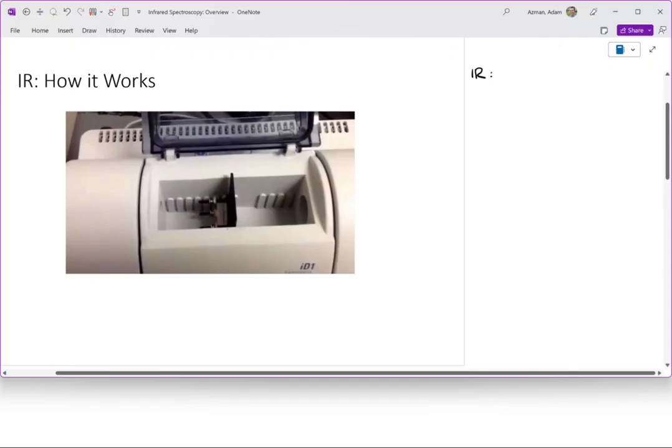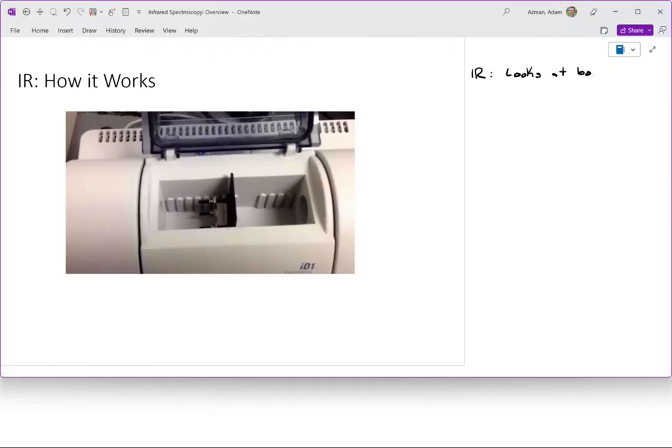So with IR, the IR looks at bonds. Remember, we can only get information about the question that we're asking. And mass spec looked at individual molecules, and IR is a little bit more specific. It looks at bonds. For infrared spectroscopy, the energy source is infrared light, so a little bit lower energy than visible light.